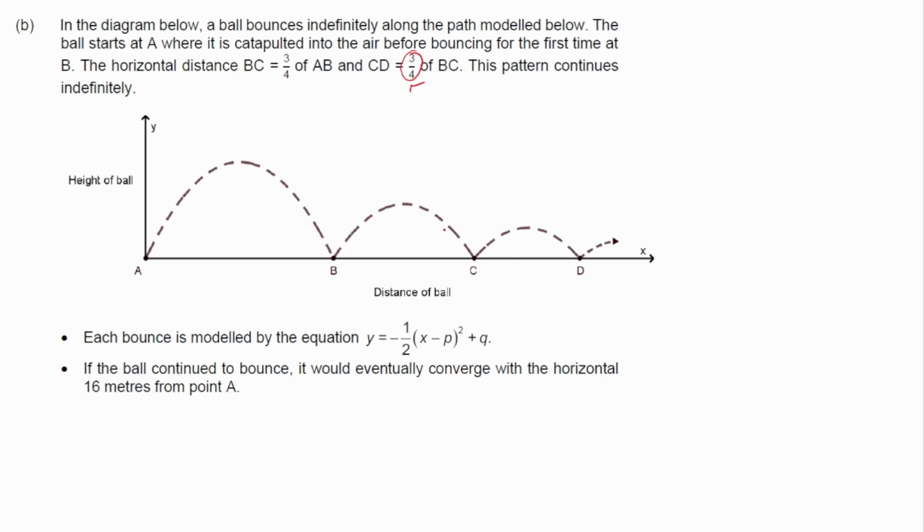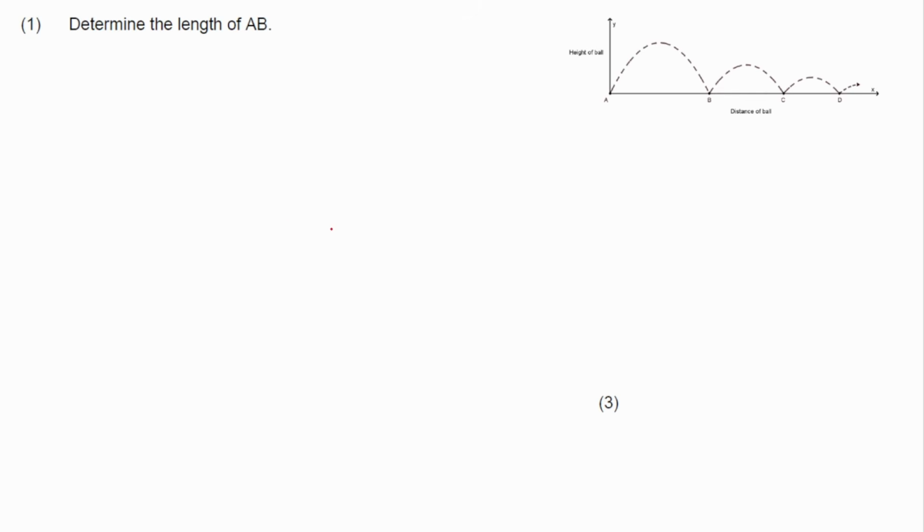So it says if the ball continued to bounce, it would eventually converge with the horizontal 16 meters from A. So if this ball just kept going and bouncing, eventually it will converge somewhere at 16. Okay. So now that we have that, let me put this back. So we know that it'll converge at 16 meters. So this is just the information for the problem. The first question is: determine the length of AB.